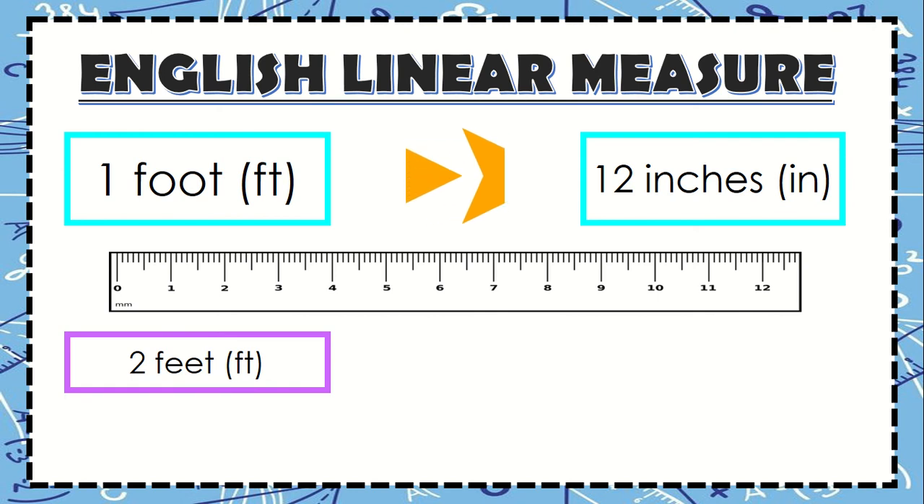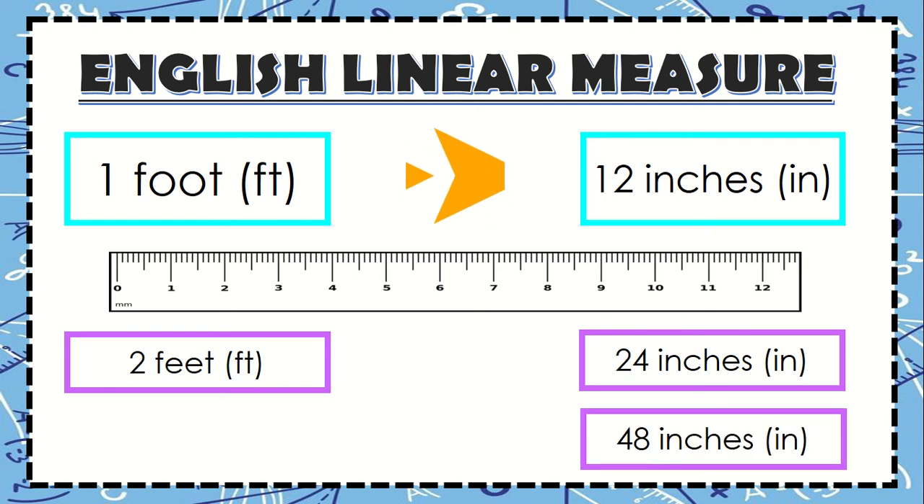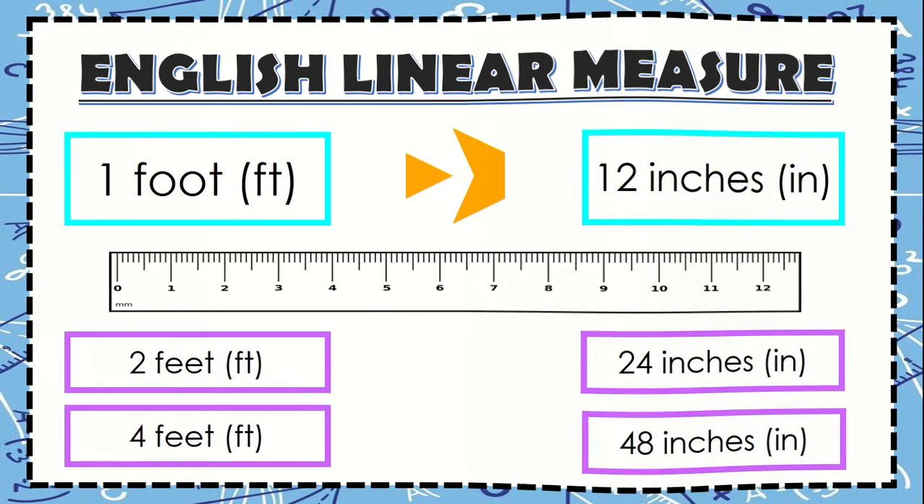Kapag ang 1 foot ay equivalent to 12 inches, ilang inches ang meron sa 2 feet? So we have 24 inches. 2 times 12 will give us 24. Paano naman kapag inches ang given? So, 48 inches divided by 12 to get the feet. 48 divided by 12 will give us 4 feet.